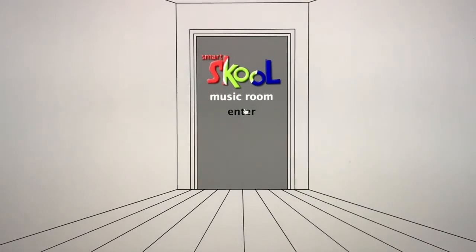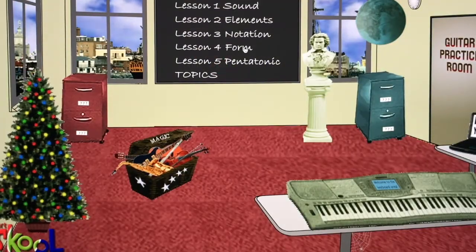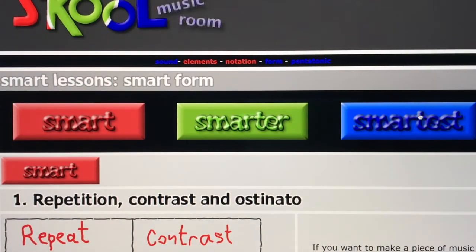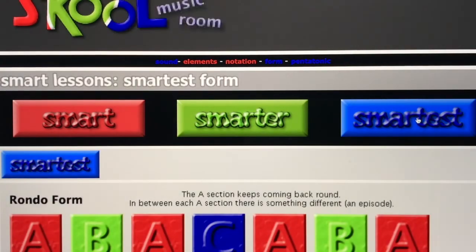We're going to learn about form. This is the last lesson, the smartest level, and this lesson is about something called rondo form. Rondo is an Italian word, it means round. So in rondo form, something keeps coming round again.